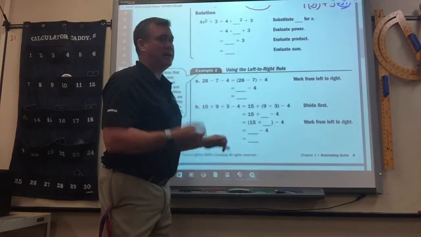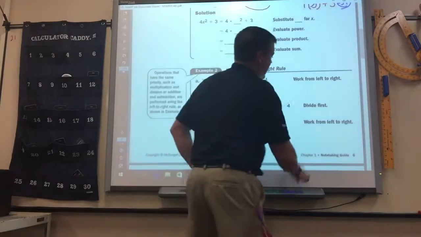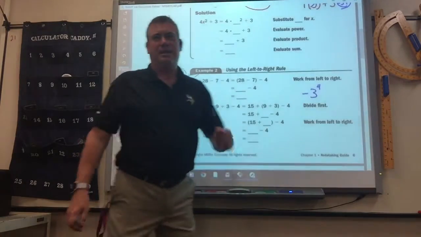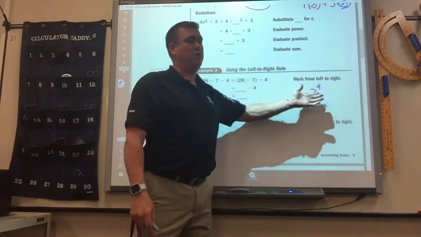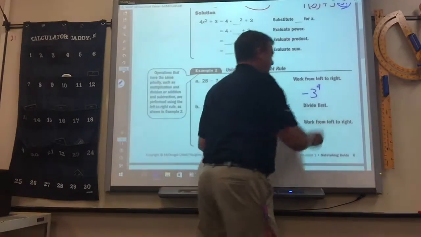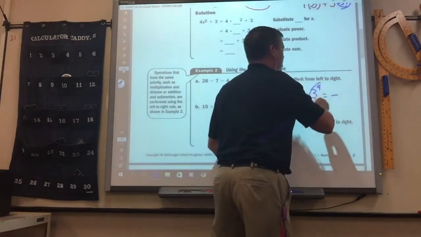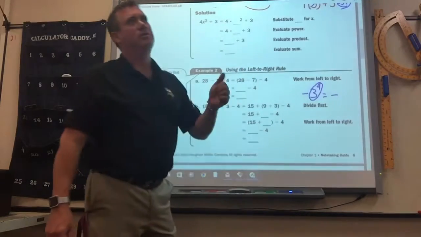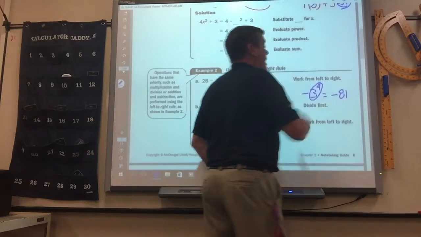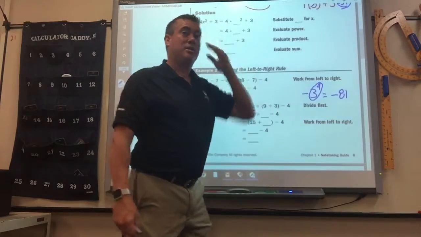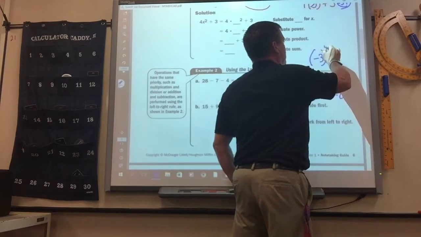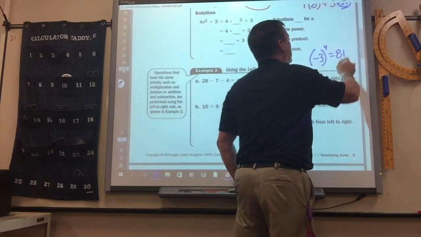So again, using your calculator, the calculator will do the order of operations for you. The only ones you got to watch for is the negative. The big calculators will give you a negative answer if you punch it in like this. This is one where the answer is going to be negative 3 to the 4th, which is negative 81. The only time the negative is included is if it is in parentheses. That would be positive 81.